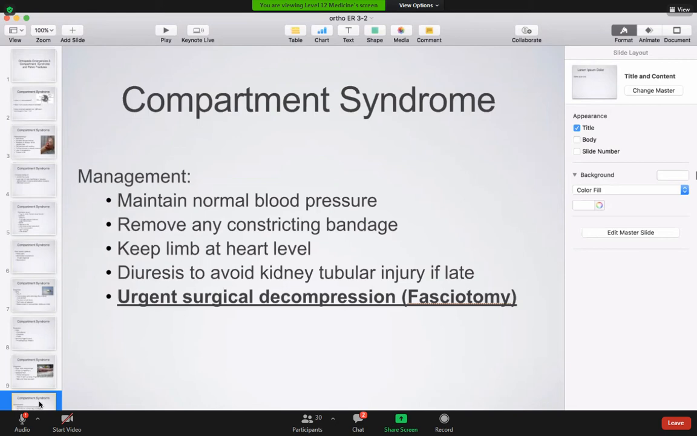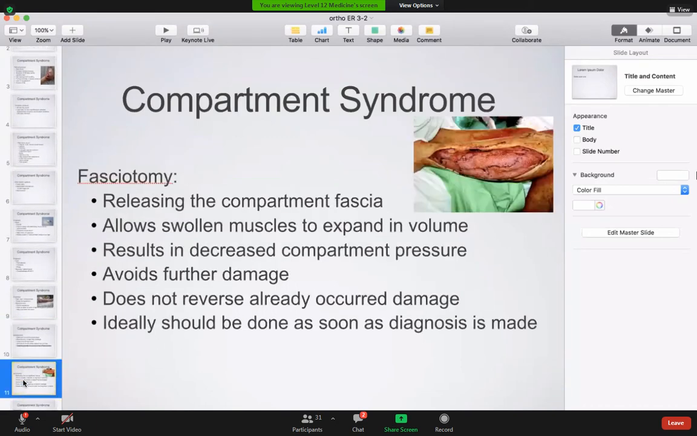Management is very important: maintain normal blood pressure, remove any constrictive bandage, keep the limb at heart level, give diuresis to avoid kidney tubular injury if this is late. Then you have to do an emergent surgical decompression, fasciotomy. It's not only urgent, it's actually emergent. It's more emergent than you think.